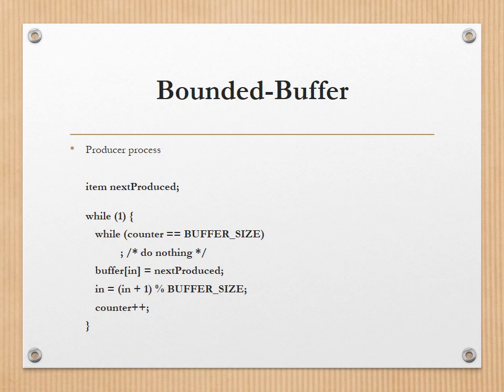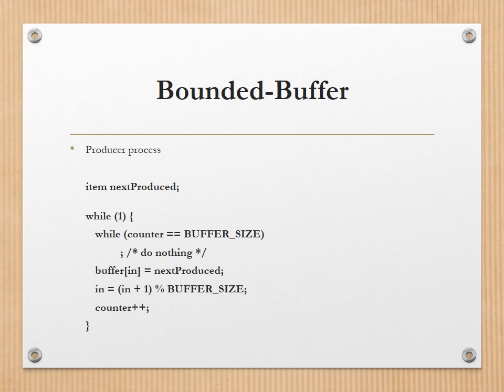Produce an item. The producer generates a new item, next_produced. Insert the item into the buffer. It places next_produced at the position indicated by in. The in index is updated circularly, in = (in + 1) % BUFFER_SIZE. Update the counter. The counter is incremented to reflect the new item in the buffer.